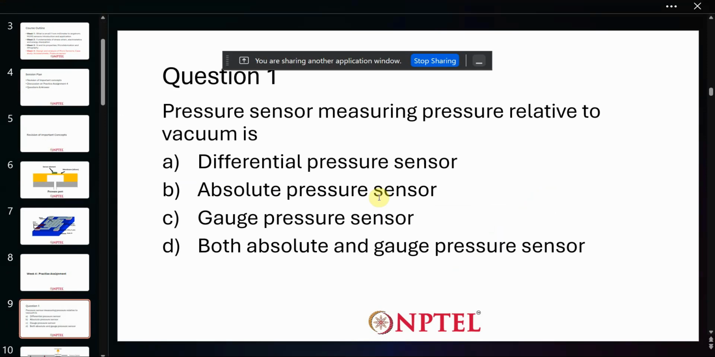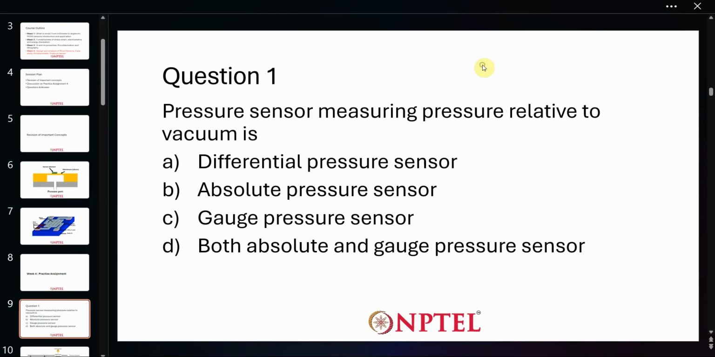So the first question is: a pressure sensor measuring the pressure relative to vacuum is a differential pressure sensor, an absolute pressure sensor, a gauge pressure sensor, or both absolute and gauge pressure sensor. So this is basically a fundamental question. This is not actually related to a sensor. It is a very fundamental question regarding your understanding of the types of pressure, what is gauge pressure, what is absolute pressure, and what is differential pressure.